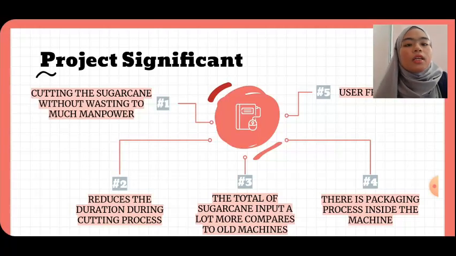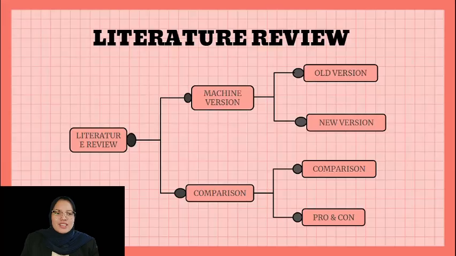And the second one is to reduce the duration of the cutting process. The third one is the total sugarcane input is a lot more compared to other machines. The fourth one is there is a packaging process inside the machine. And the last one is user friendly.